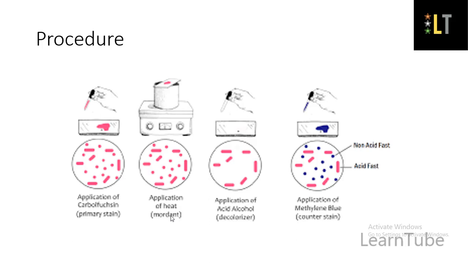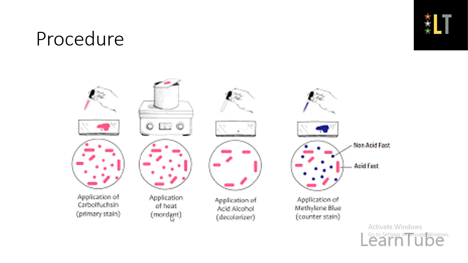So here what will happen is when you add the acid alcohol solution, the non-acid-fast bacteria which have retained the carbol fuchsin stain will be decolorized by this decolorizing agent, whereas the acid-fast bacteria will retain the carbol fuchsin stain. Then you will add the secondary stain, that is methylene blue, which is also called the counterstain.